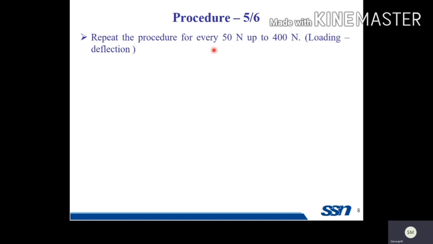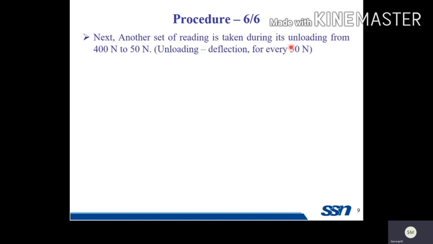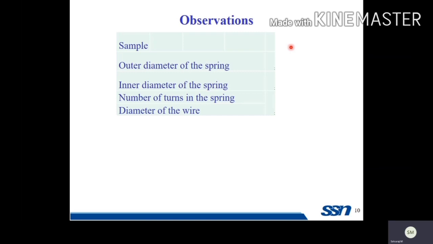The experiment is repeated up to 400 Newton, and for every load you take the deflection of the spring. After that, you measure the outer diameter of the spring, then the inner diameter, because in the calculation you will be using the mean diameter or radius. From that the mean diameter or radius can be calculated. You also count the number of turns in the spring and measure the diameter of the wire. There are two diameters, the wire diameter and the coil diameter. Measure both, as well as the number of turns.